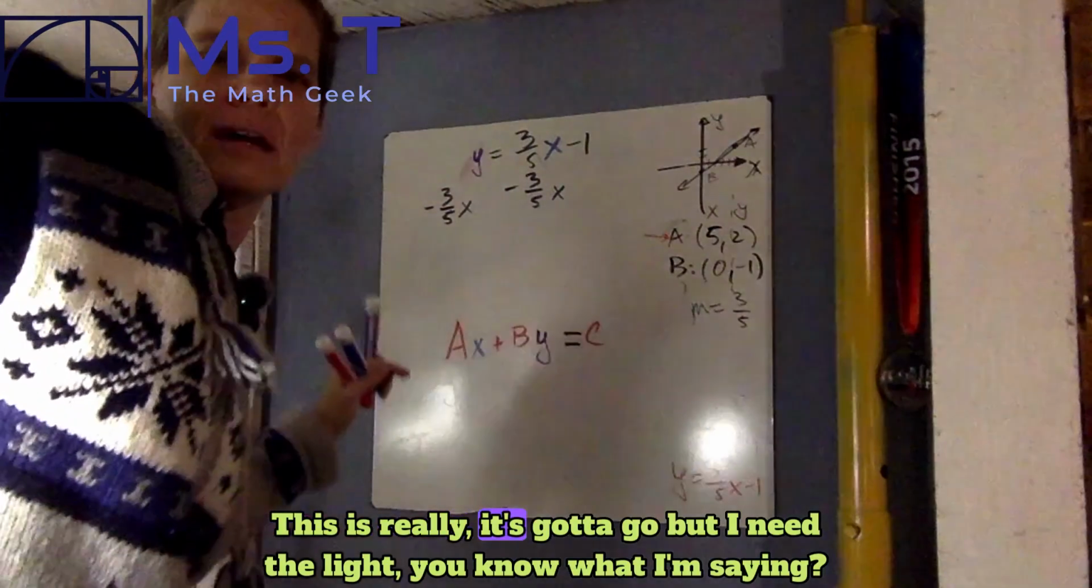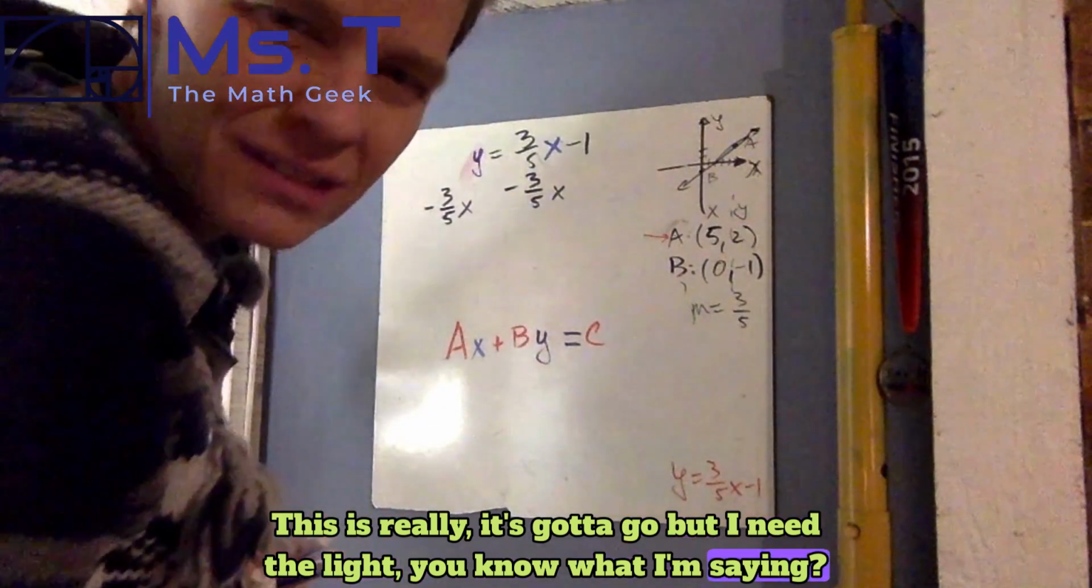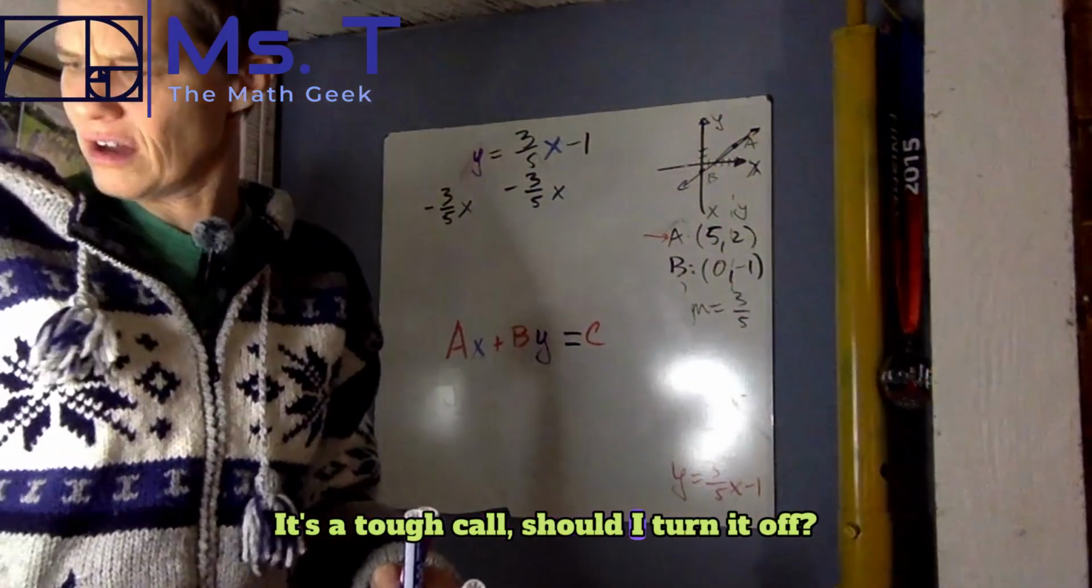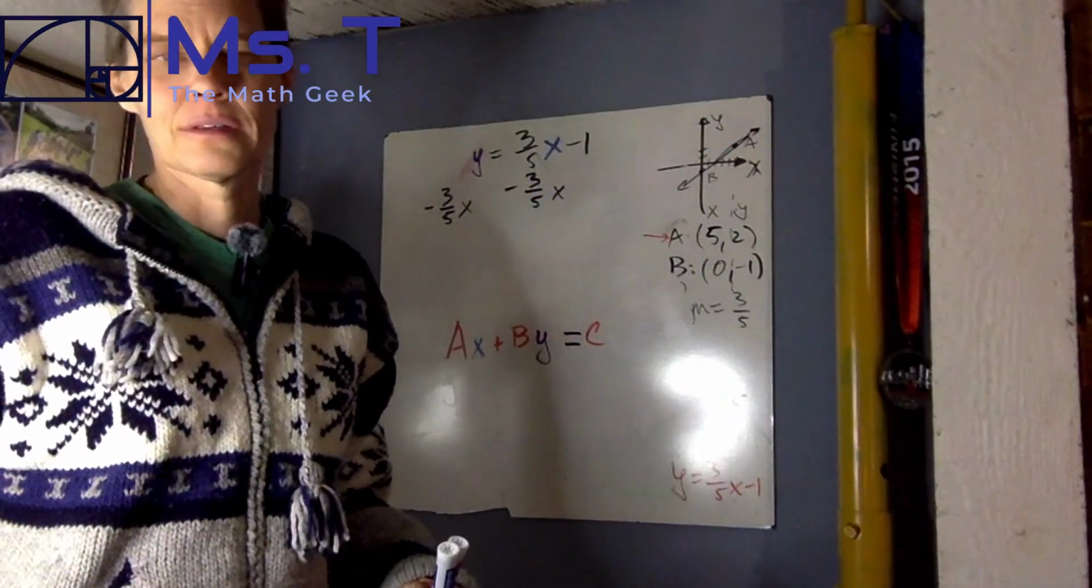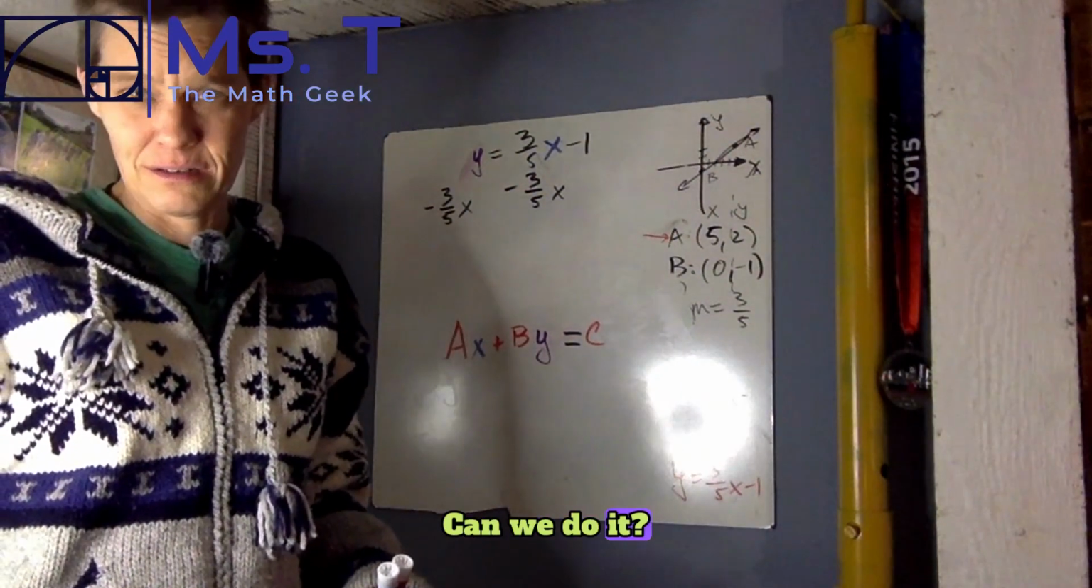This is really, it's got to go, but I need the light. You know what I'm saying? It's a tough call. Should I turn it off? What happens if I turn it off? Ooh, see, that's too dark. Can we manage? Can we do it? Are we going to be okay?